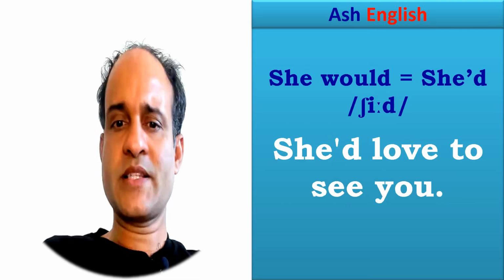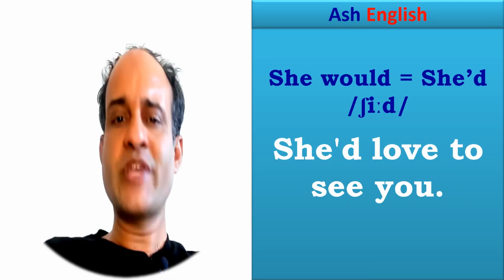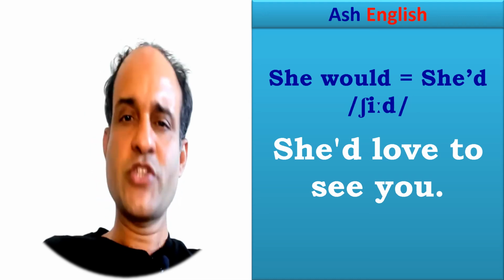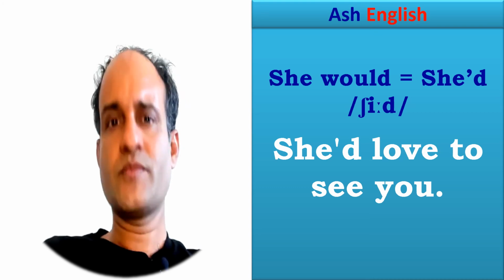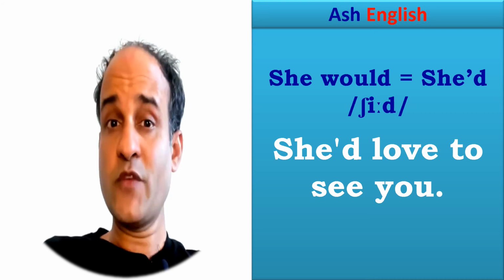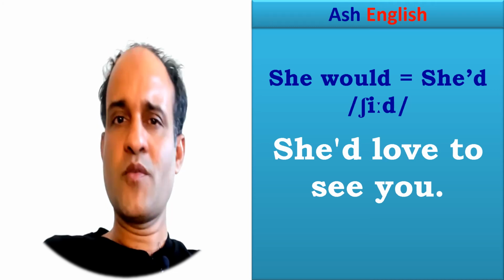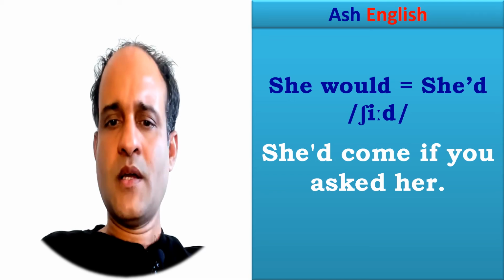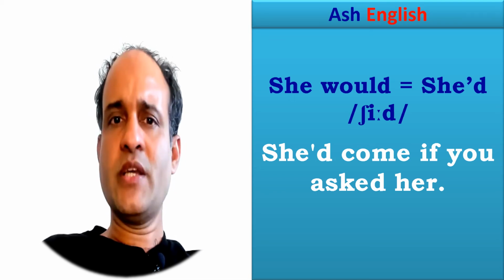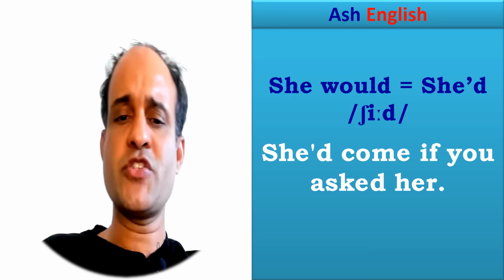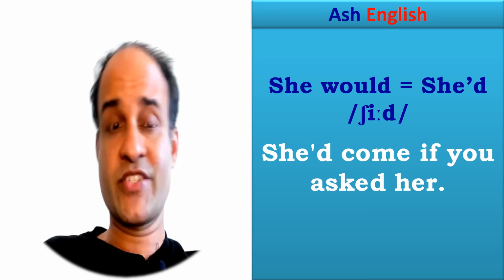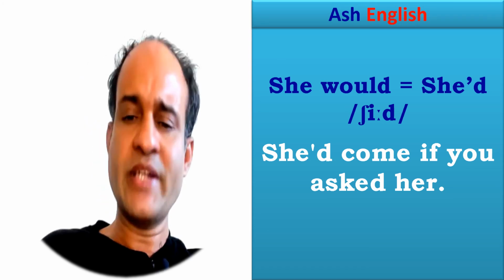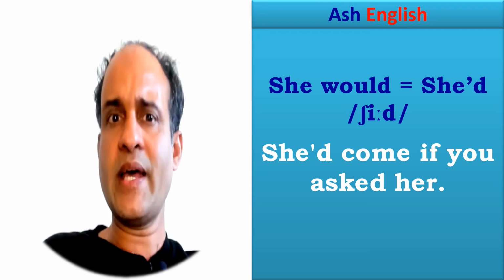Okay. Next. She'd. She'd. She would becomes she'd. She'd love to see you. She'd. Repeat with me, she'd. Alright. Okay. She would. She'd. Repeat with me, she'd. She'd come if you asked her. She would becomes she'd. She'd come if you asked her. Okay, next.